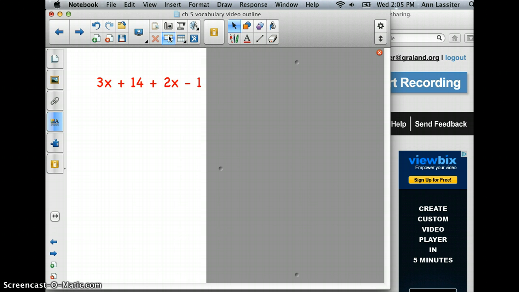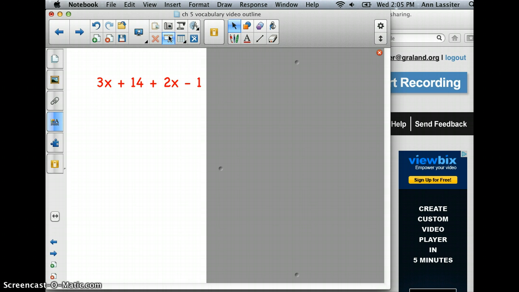There would also be 4 terms in this expression because one term is the 3x, one is the 14, another one is the 2x, and another one is the 1. I can't solve this. All I can do with an algebraic expression is simplify it. So I'm going to go ahead and try to simplify this expression.